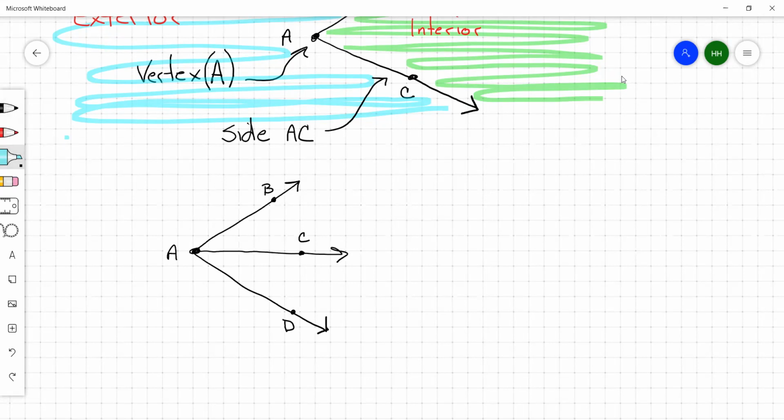So if we want to describe, let's say, this blue angle right here, this blue angle is called angle BAC. And you can also call it angle CAB. The vertex of the angle is always the middle letter in the description. There's another angle in this diagram, and it's this green angle. That green angle has a couple of different names, and one of its names is angle CAD, and it could also be called angle DAC.